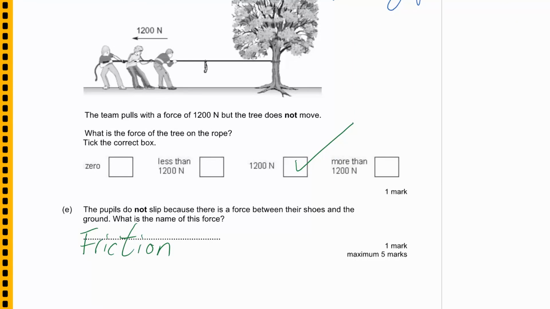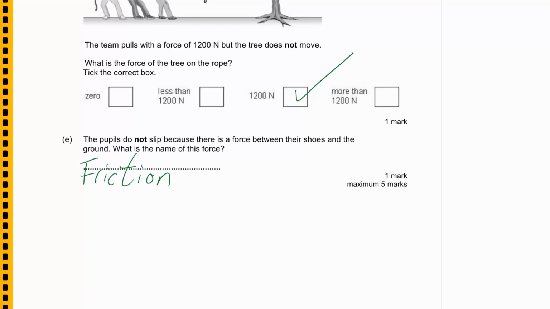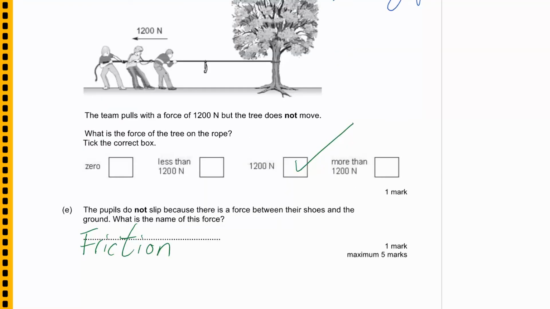Next question. What is the force of the tree on the rope? 1,200 newtons, because the tree is not moving and neither are they, or not accelerating. The pupils did not slip because there is a force between their shoes. That is friction.